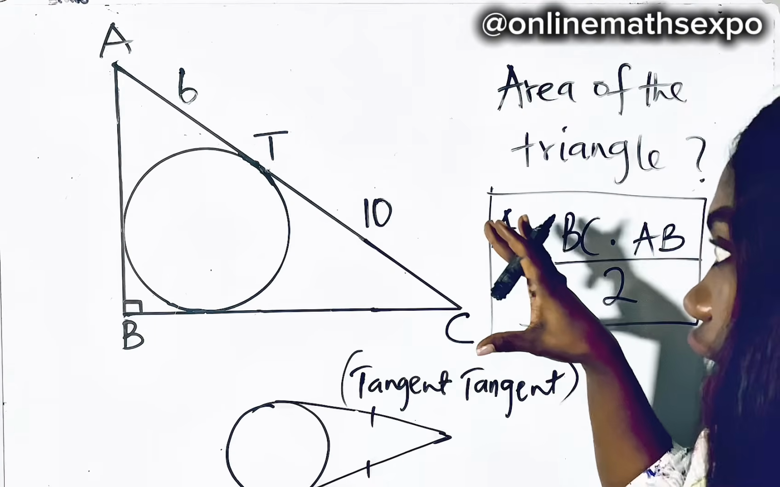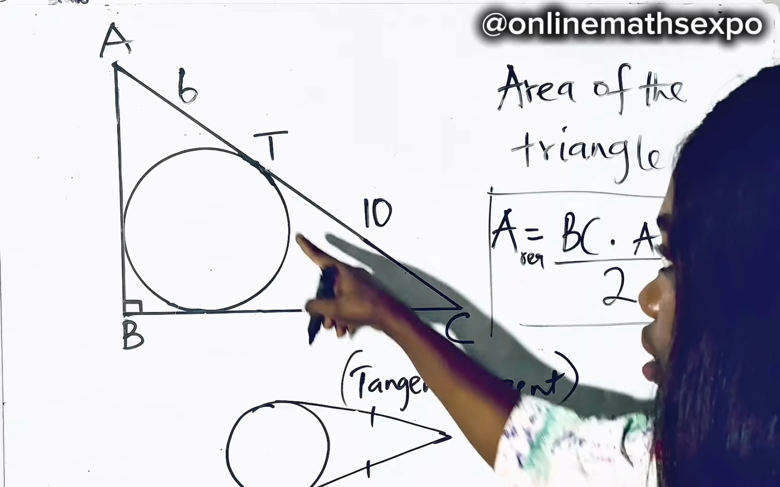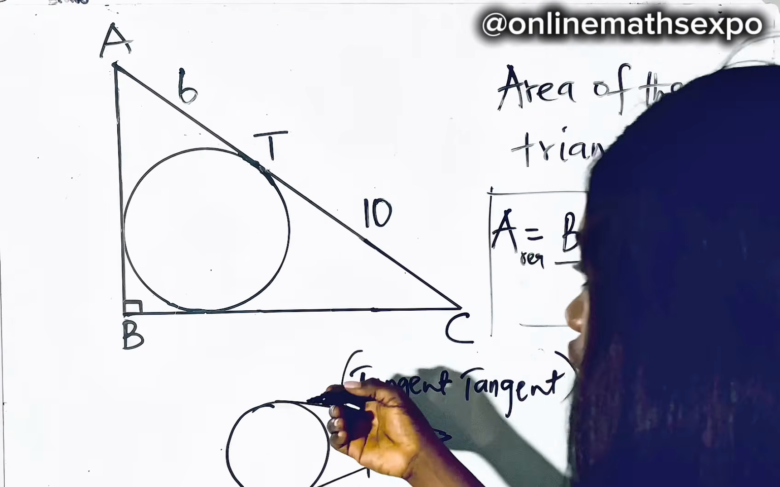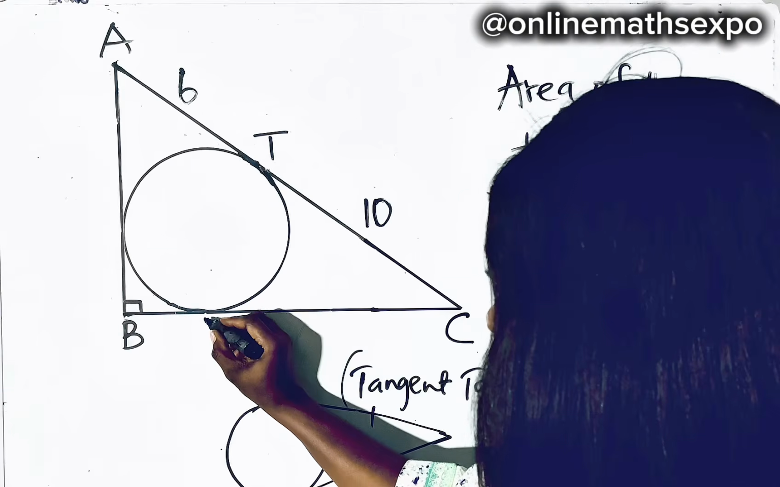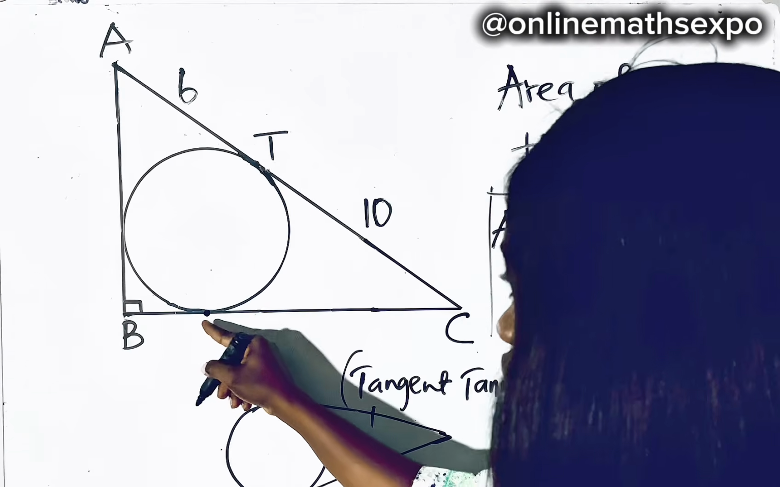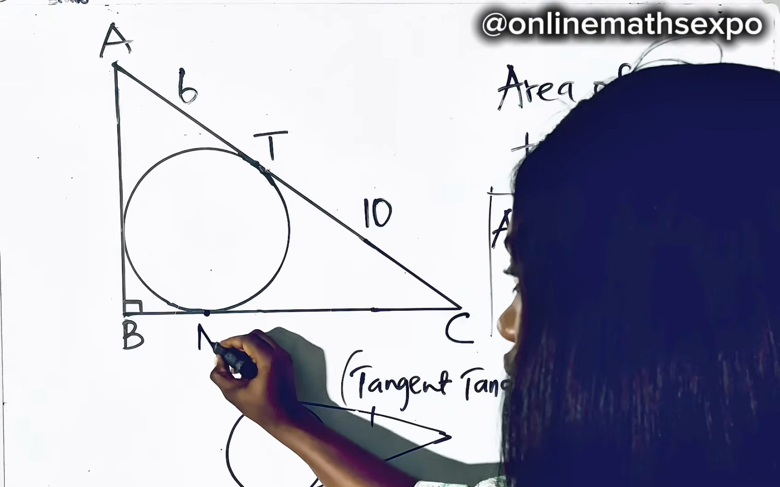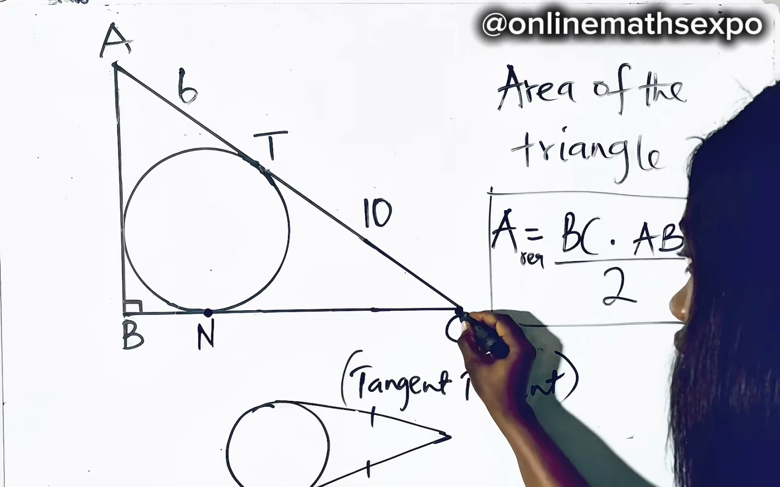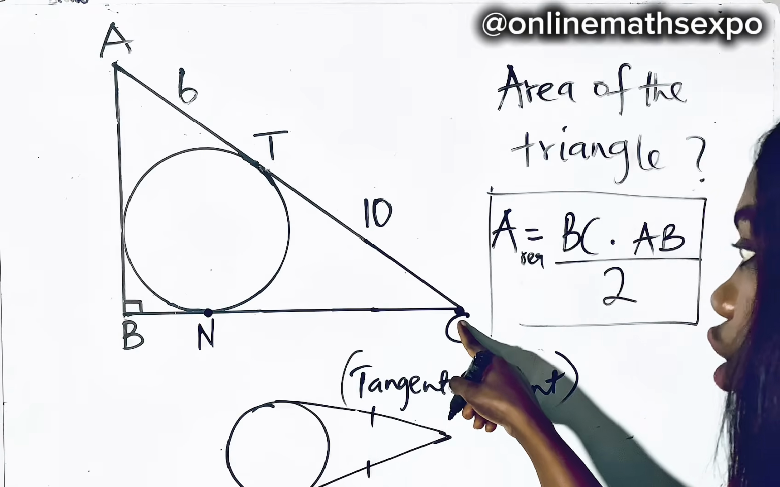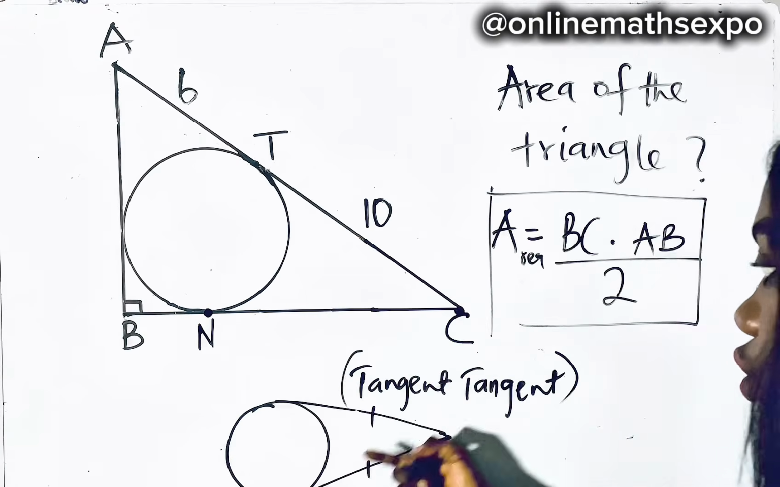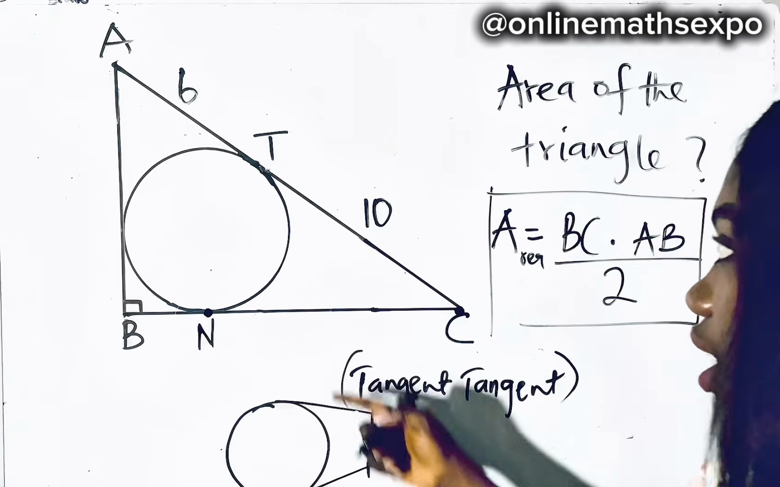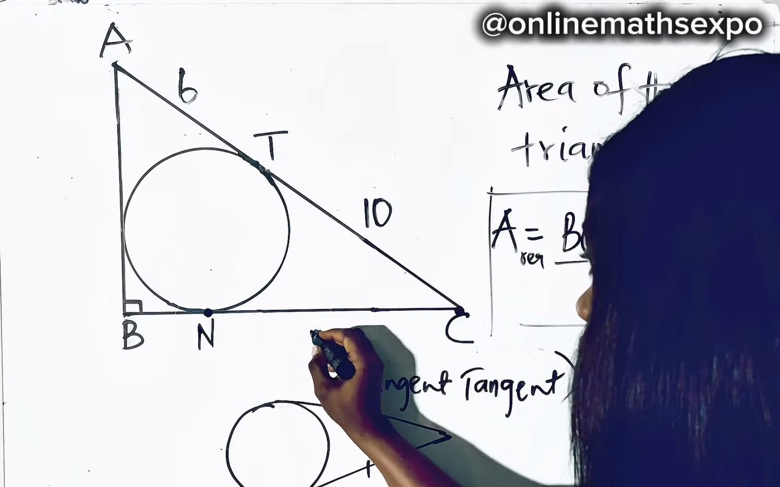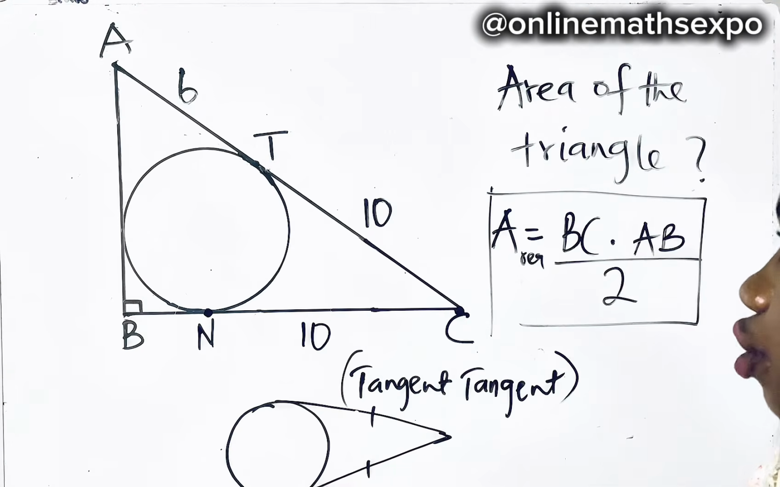You have been told that from here to here is 10. It means that we can also get something from this place. So we can label this place where it touches the circumference. Let's label it point N. Now, what did you observe? You observe that from here to here is your tangent. So length NC must be equal to length TC, obeying this tangent theorem. In that case, if from here to here is 10, it means that from here to here should also be 10 units. Now, what should we do next?